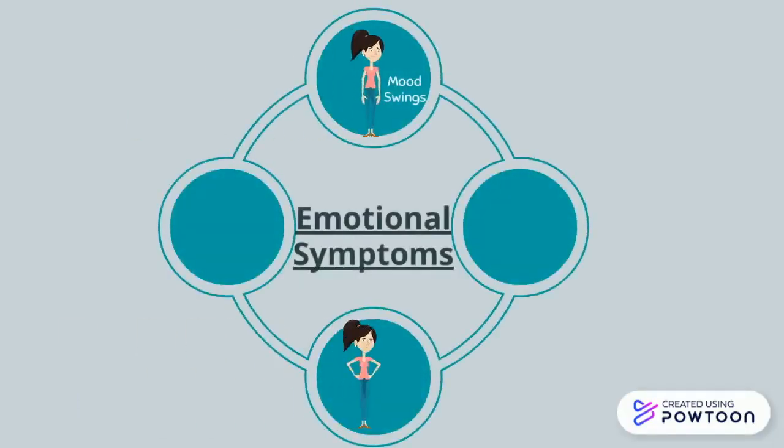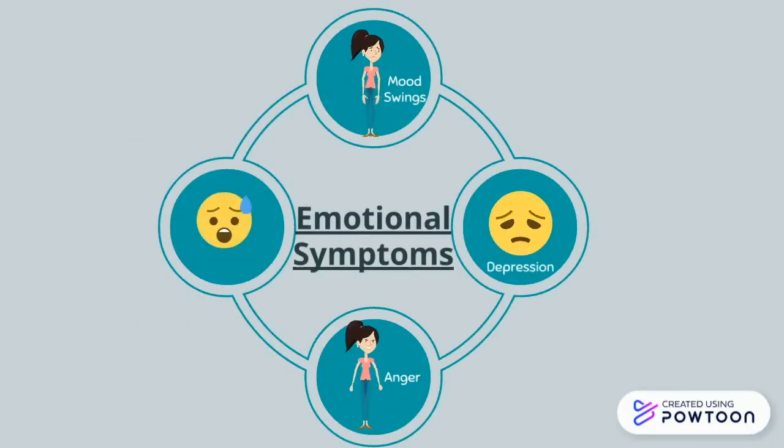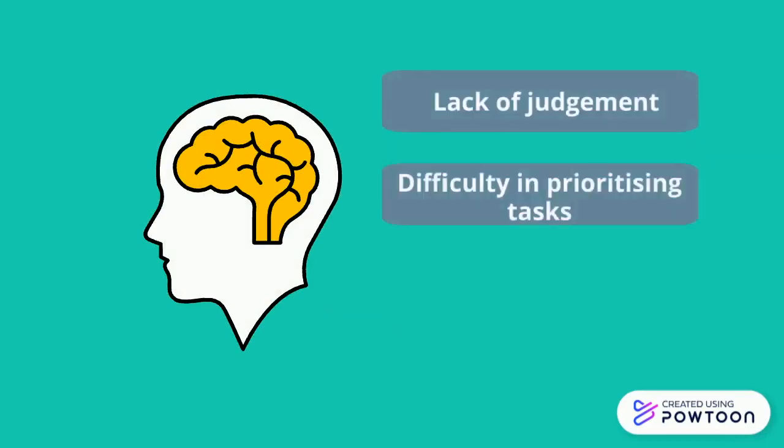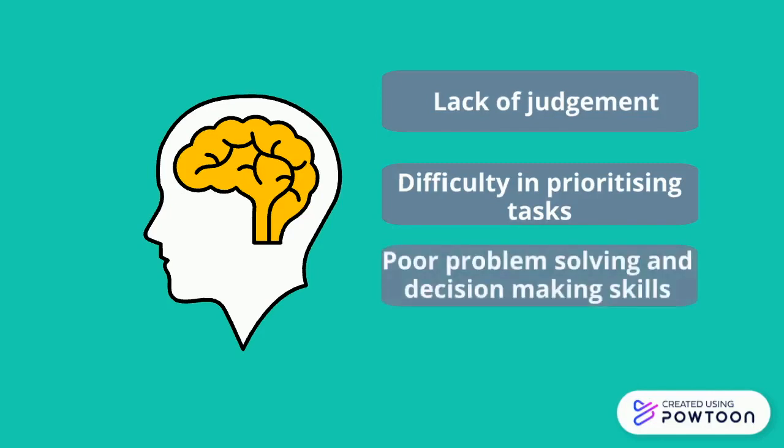The emotional symptoms include mood swings, anxiety, depression, and anger. Cognitive symptoms presented in HD include lack of judgment, difficulty in prioritizing and organizing tasks, as well as poor problem-solving and decision-making abilities. As the disease progresses, it is most likely to cause dementia.